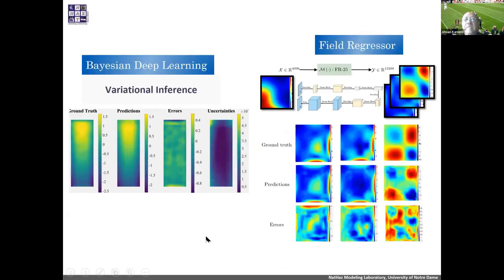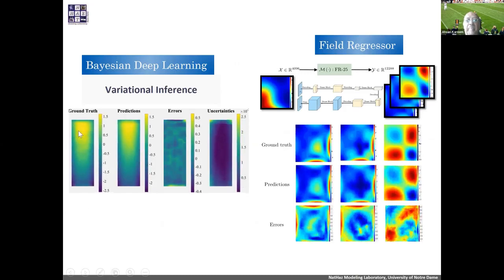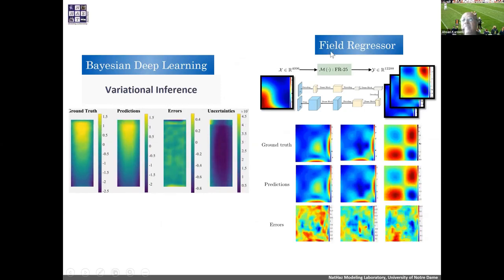And just to give you an example here, using Bayesian deep learning, here's a tall building. The wind is approaching into the screen. These are the pressure fluctuations. These are the ground truth. This is our prediction using a very small amount of data. And here, we can even tell how much the error is and what the uncertainties are. Same thing here, the field regressor is a very powerful approach.